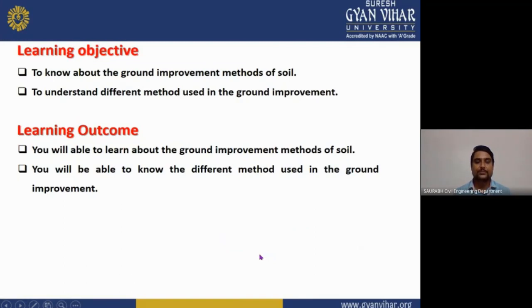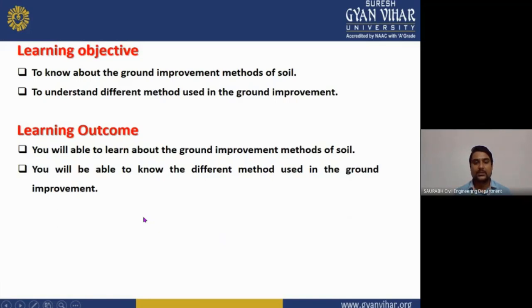Here is the learning objective: to know about the ground improvement methods of soil and to understand the different methods used in ground improvement. In the learning outcome, you will be able to learn about the ground improvement methods of soil. You will also be able to know about the different methods used in ground improvement techniques.